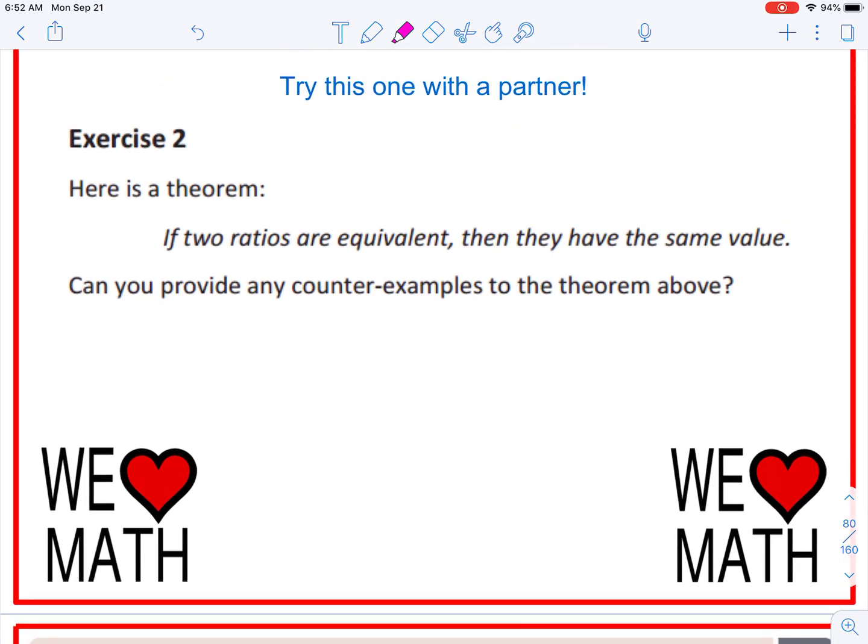Quickly, here's a theorem. If two ratios are equivalent, then they have the same value. That is true. Can you provide any counter examples to the theorem above? No, we can't. This is true.